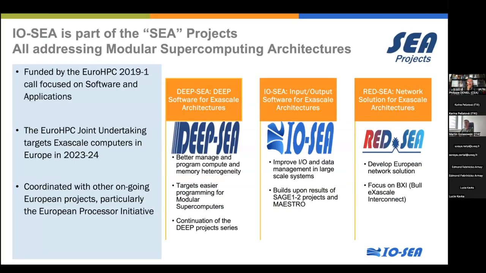Now, let me give you a quick introduction to the IOC project. The IOC project is part of the C project, which are all funded by the EuroHPC joint undertaking, and all are addressing different aspects of the modular supercomputing architectures. The IOC project is here in the middle, and it is focusing on improving the IO and developing a hierarchical storage management system in the modular architecture. Then we have the DeepC project, which is focused on programming models, compilers, and so on. And we have also the RedC project, which is focused on networking and interconnect. All of those projects are part of the European exascale effort in HPC.